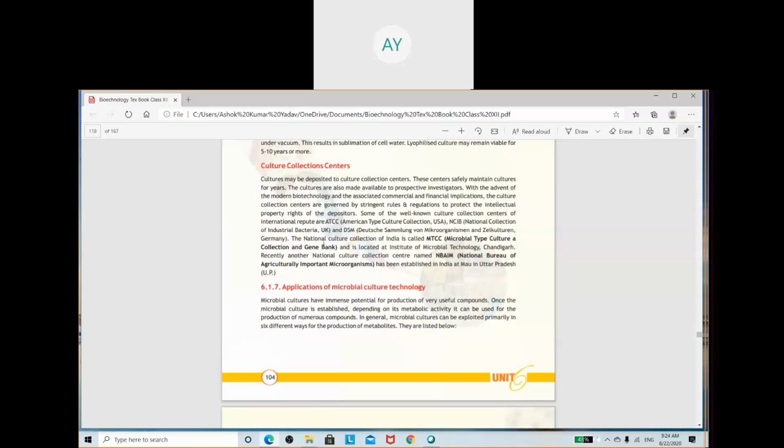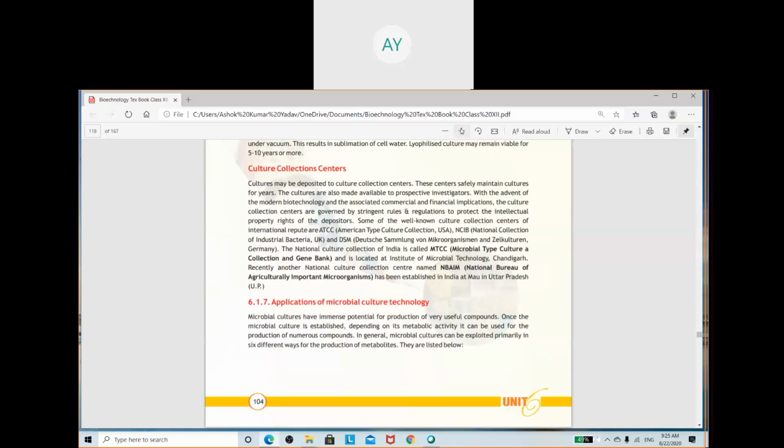In the USA it is ATCC. So what do you mean by ATCC? American Type Culture Collection Center. That is ATCC. And second, the National Collection of Industrial Bacteria, that is in the UK. So these are the culture collection centers. And in Germany the other one is DSM, Deutsche Sammlung von Mikroorganismen, M for microorganism. So this culture collection center is present in Germany. These are the international type gene banks or culture collection centers.